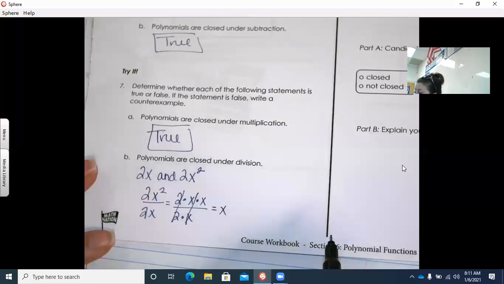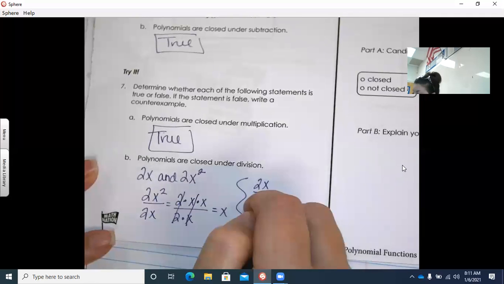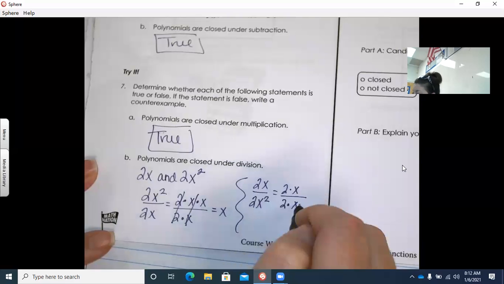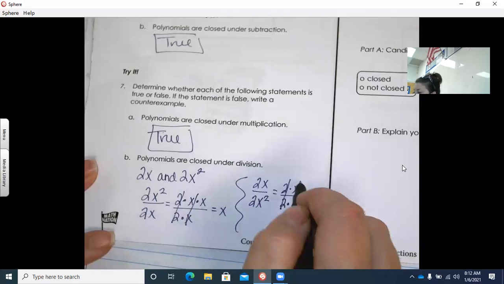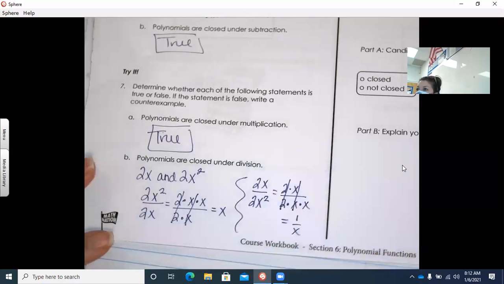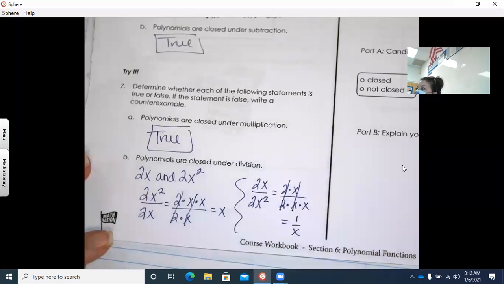But what if I had 2x divided by 2x squared? Doesn't that mean 2 times x in the numerator and 2 times x in the denominator? 2 divided by 2 is 1. x divided by x is 1. So that leaves me with a 1 in the numerator and an x in the denominator. Is that a polynomial? No. You can have variables in the denominator, it's just not considered a polynomial if you do. So I gave you one example that would make it true, but if I can come up with any example that makes it false, then it's not closed. So this is false. Polynomials are not closed under division.